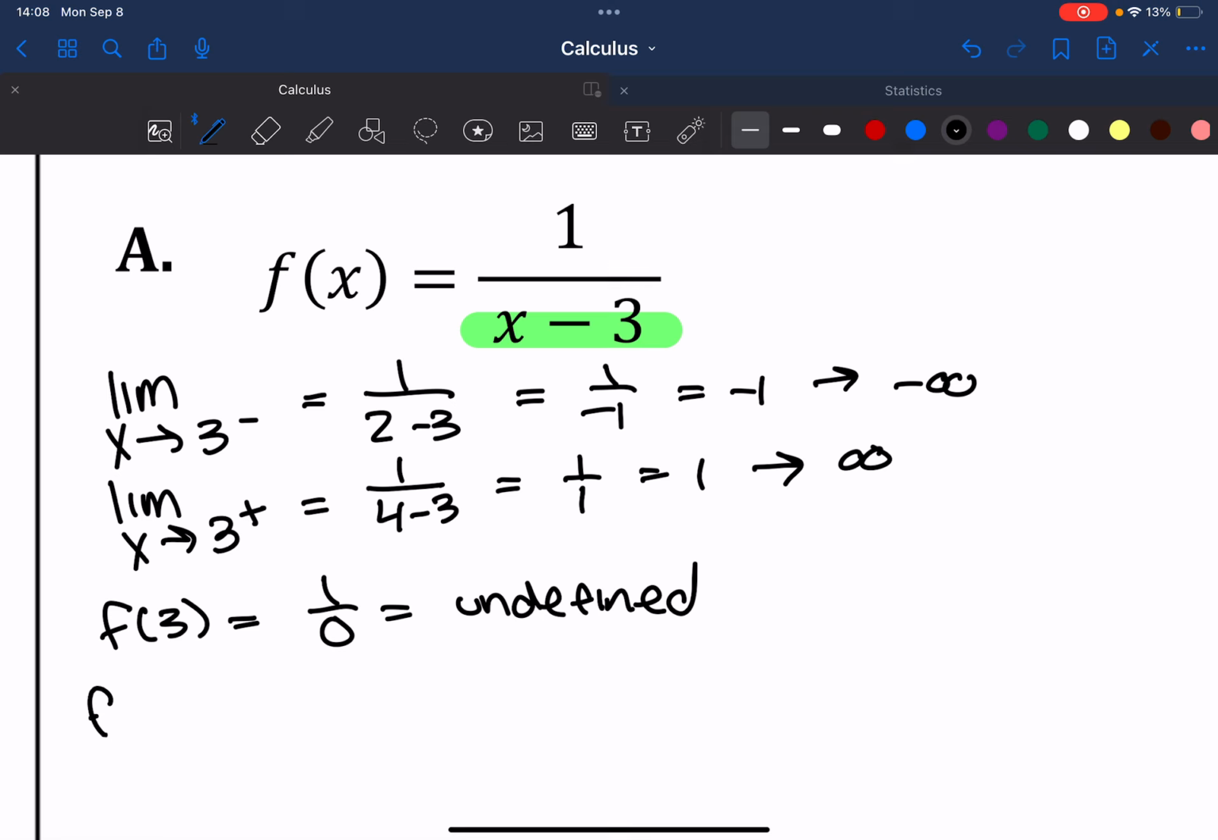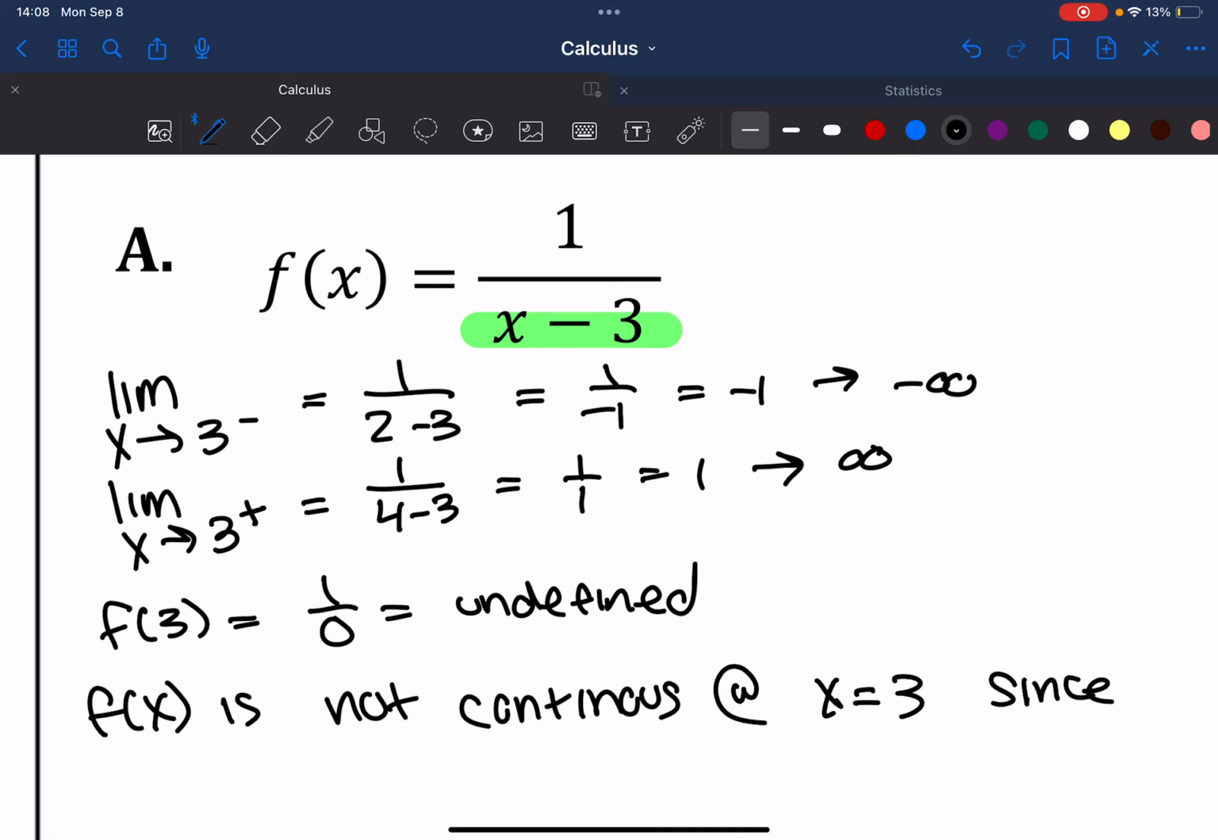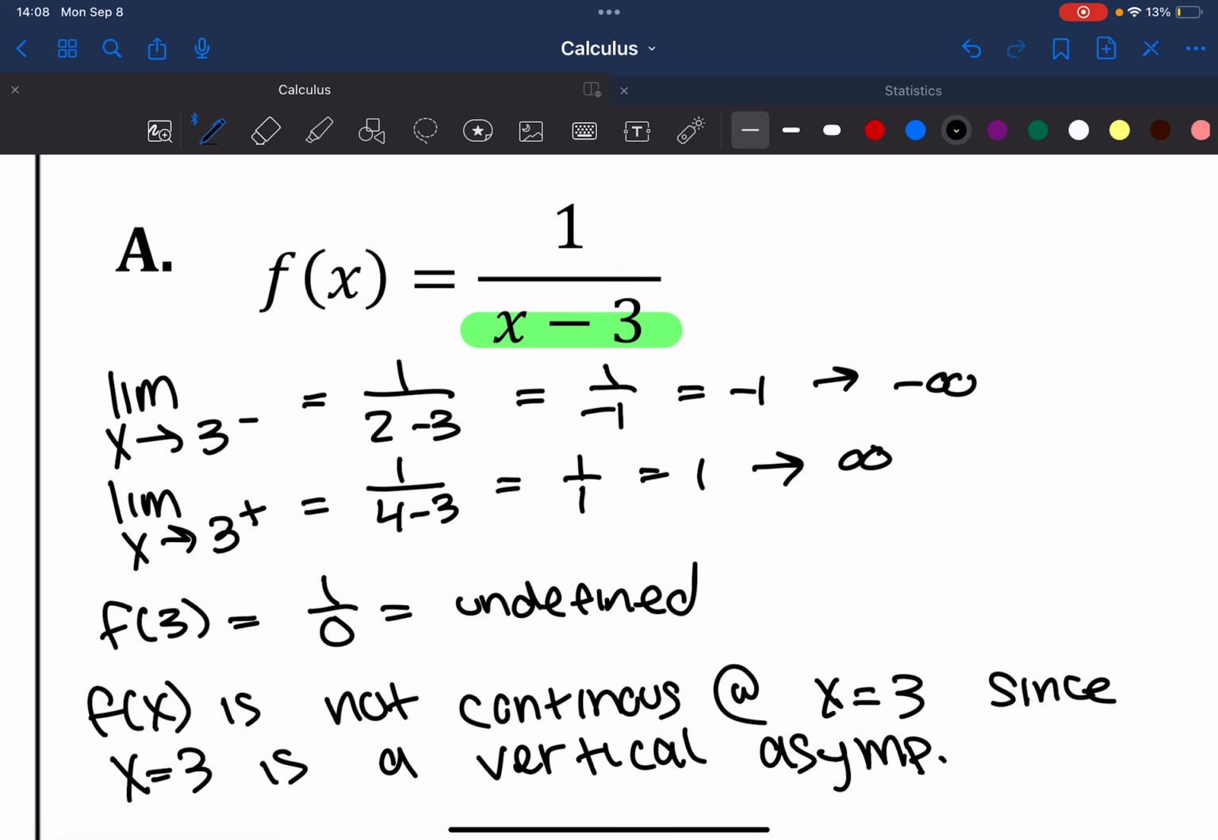So we know that f of x is not continuous at x equals 3, since x equals 3 is a vertical asymptote. Notice that I couldn't factor this and cancel anything out. Okay, if I was able to do that, then I would have a removable discontinuity, not a non-removable one, which in this case is a vertical asymptote. Okay.